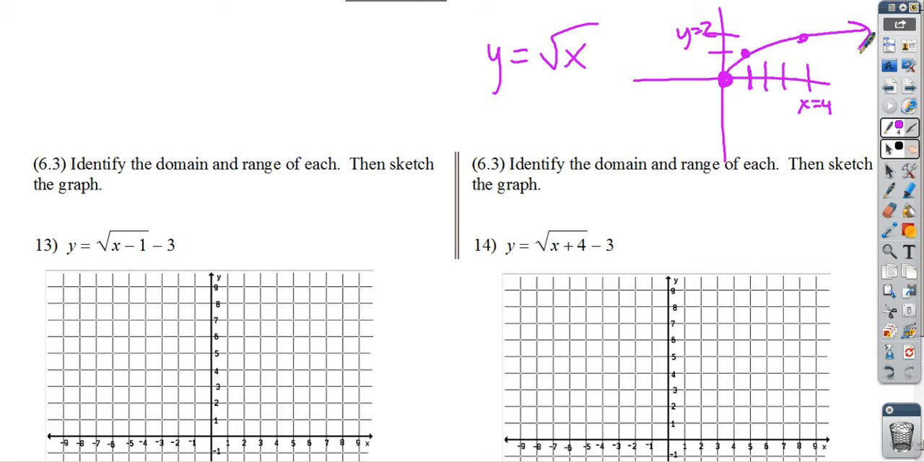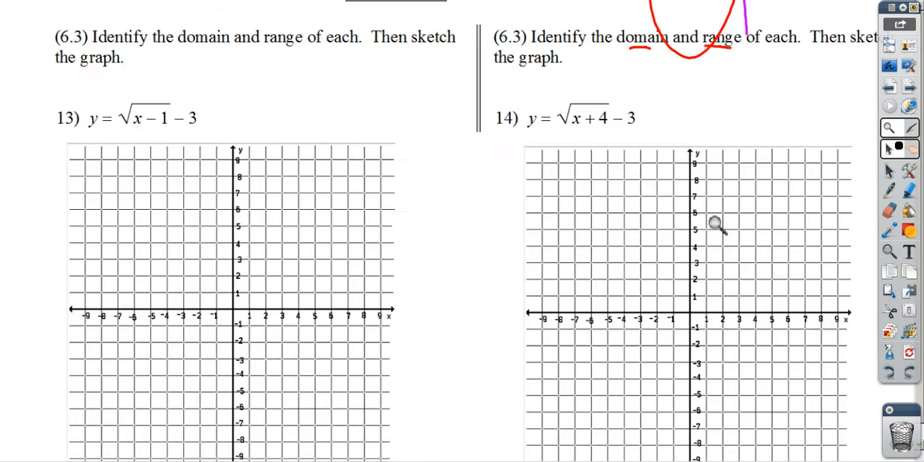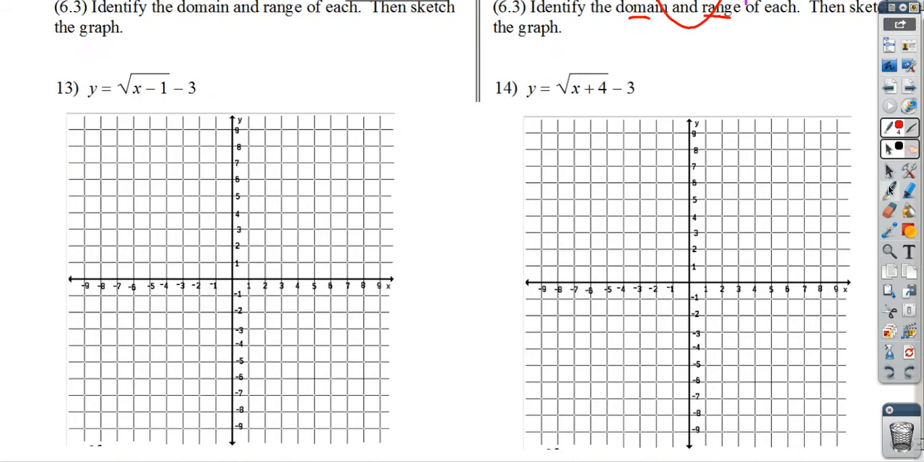We can't take the square root of a negative, so that's why this entire region of the graph is empty right there. And that's going to help us answer these questions about domain and range also. So what I'm going to do is draw the parent function, which we just drew. This graph right here, that's y equals square root of x. That will help us draw this graph.